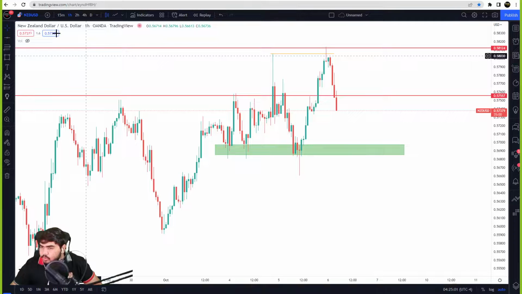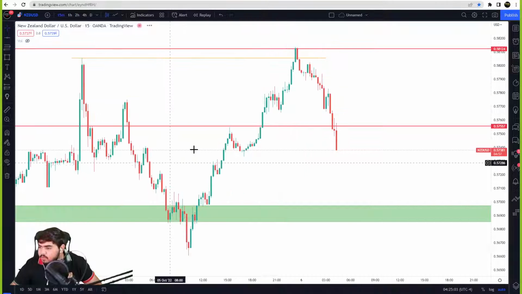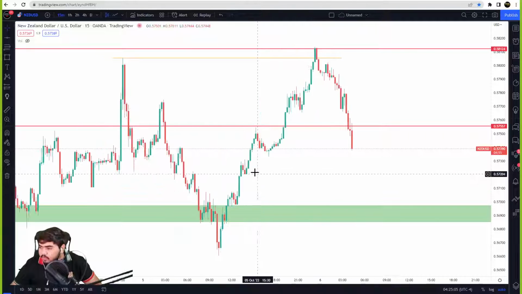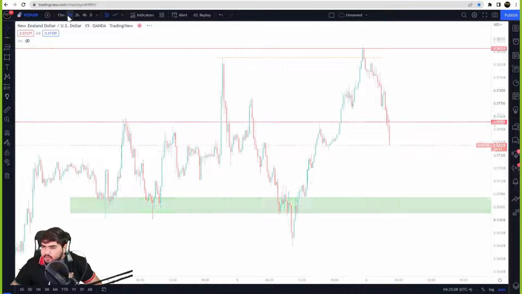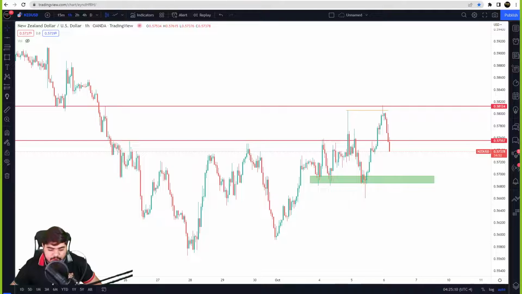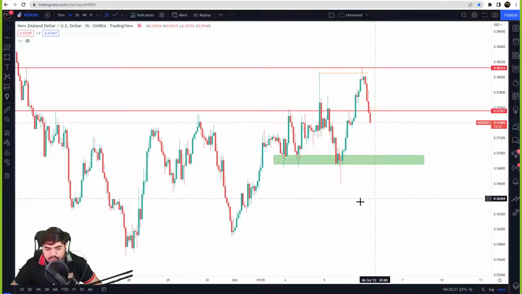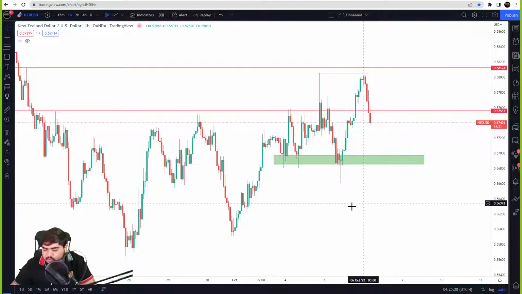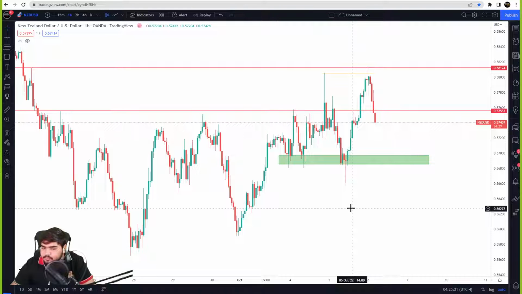Okay, so let's see how this one plays out. It can push higher from the current level as well, but it's a little bit risky. Let's wait for the market to reach this area, and then we would definitely be looking for buying opportunities around this area. Let's wait for that.